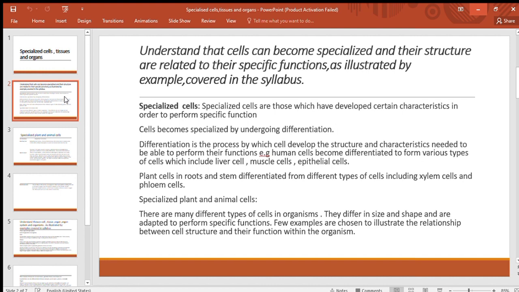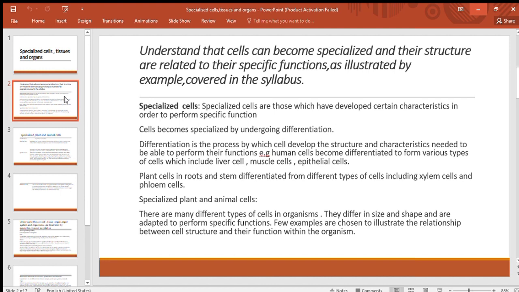Now I will tell you about differentiation. Differentiation is the process by which cells develop the structure and characteristics needed to be able to perform their function. For example, human cells become differentiated to form various types of cells which include liver cells, muscle cells, epithelial cells. You are familiar with these cells.